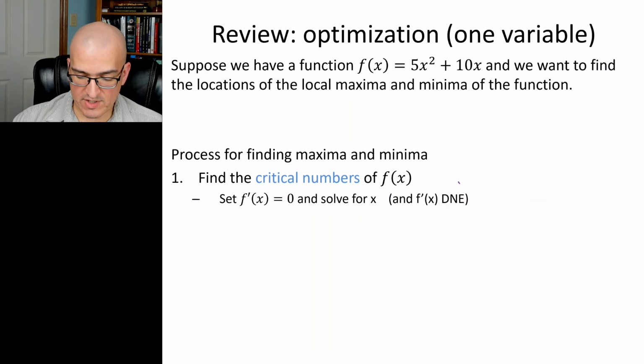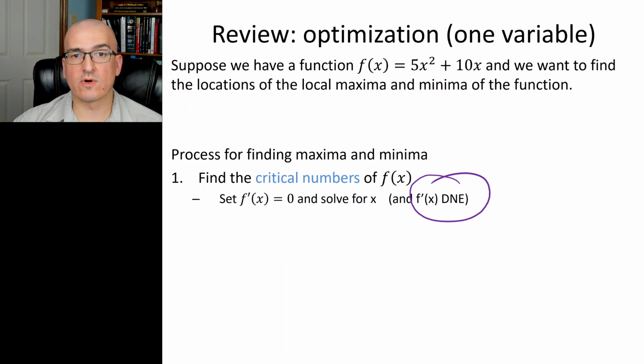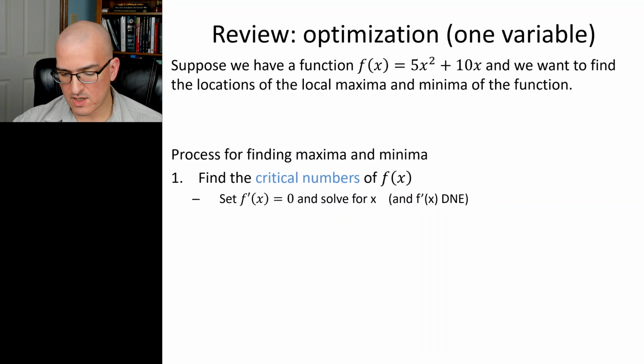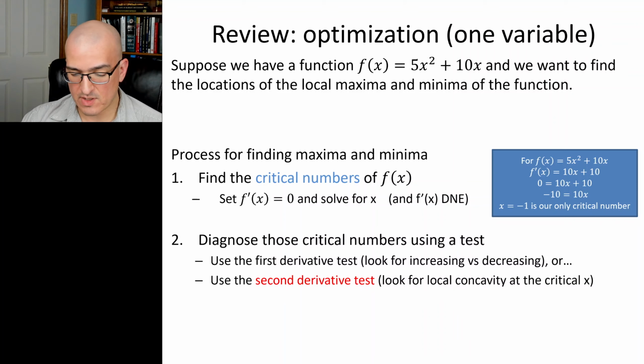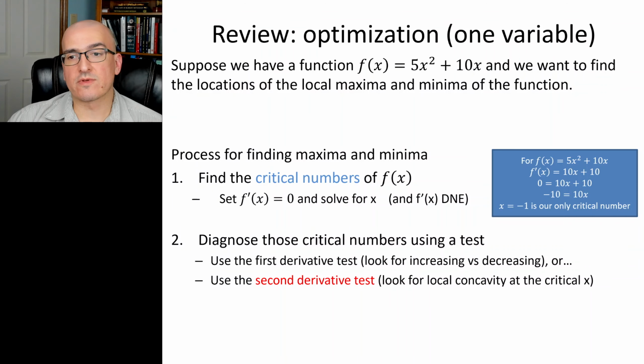If we wanted to be extremely careful, we would also look for locations where the first derivative does not exist, because those can also be locations of max and min, as long as they're in the domain of the function. Anyway, so for this function, if we do that process, take the derivative, set equal to 0, we get one critical number, x equals -1. The second step that we would do is we would have to diagnose whether the critical number is a max or a min. And then we have two methods.